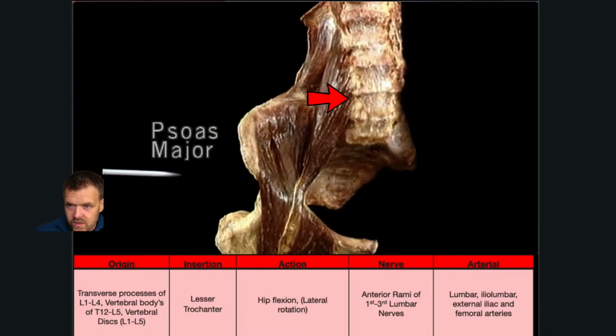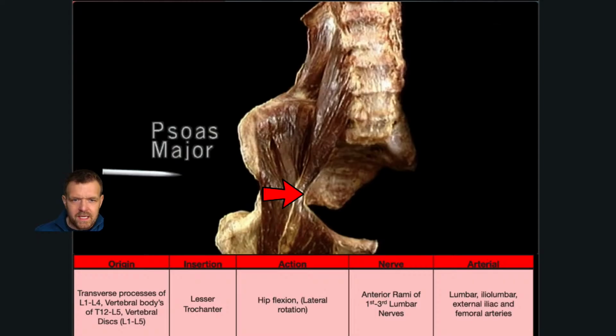So here we go. Those are your attachment points there. So that's all your transverse process and vertebral bodies and discs. And then see that muscle behind? That's your QL. When I first started learning this stuff, I imagined QL to be massive, but it is quite small. And then there's your iliacus all in there. See the iliacus coming over, and it does join up with the psoas major.